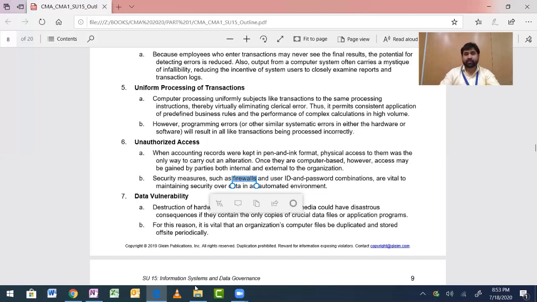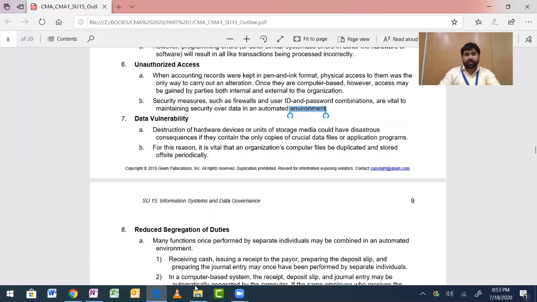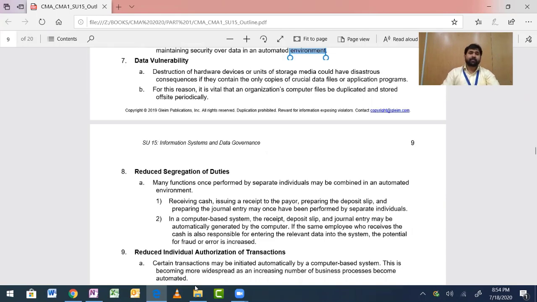But in computer based, if you can hack the system, fine, then also you can change the accounting records. Data vulnerability: destruction of hardware devices or units of storage media could have disastrous consequences if they contain the only copies of data. For this reason, it is vital that all these things should be duplicated, stored in 3 places, and stored off-site periodically. Fine, off-site, so somewhere away from the office, so that if something happens to the office, still the data can be brought back.